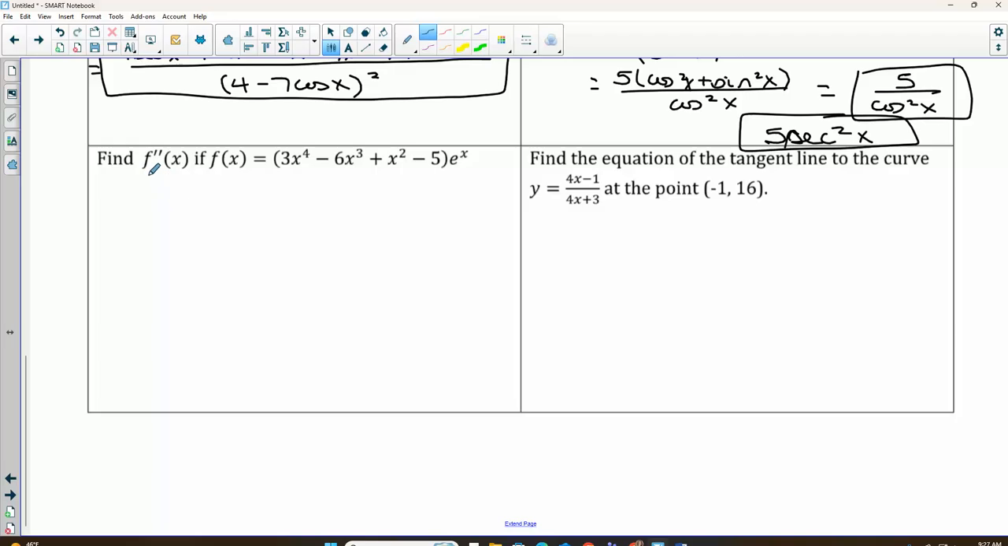All right, this one I am asking for the second derivative. So we do derivative of the first, so that's 12x cubed minus 18x squared plus 2x. Derivative of negative 5 just goes away, times the second, plus the first times the derivative of e to the x, which is e to the x.